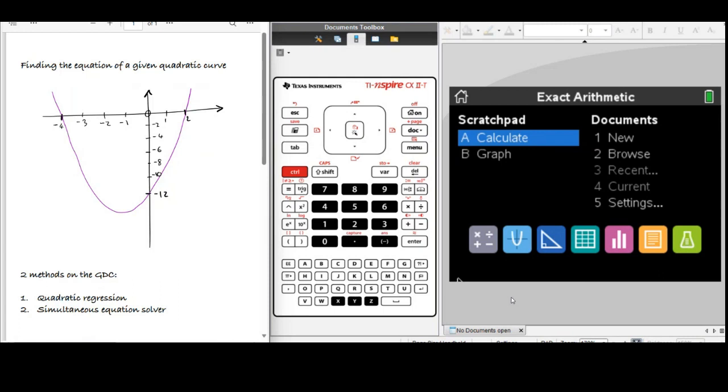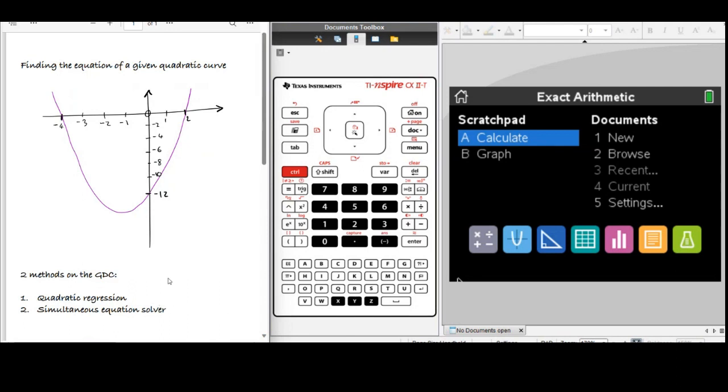So here we're going to look at how we would use our graphical display calculator to find the equation of a given quadratic curve. The first thing that's important to note is that in order to be able to find the equation of that quadratic, we need to have 3 known coordinates on the quadratic. 2 is not enough. We need 3 known points. And there are 2 methods. The first that I'm going to go through is quadratic regression, and the second is the simultaneous equation solver.